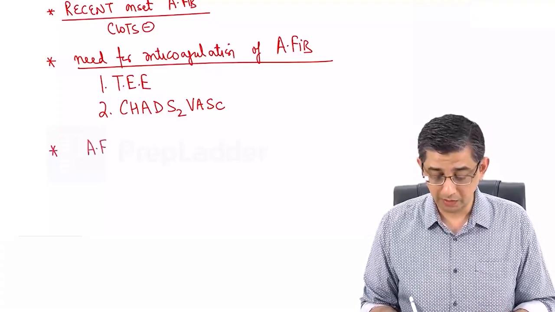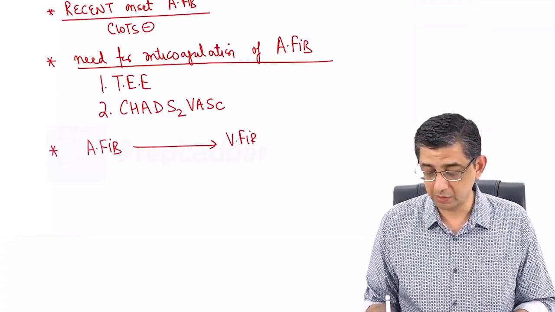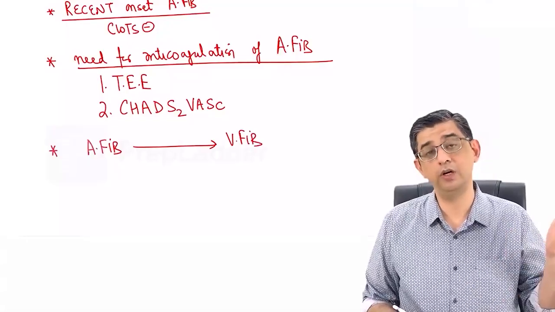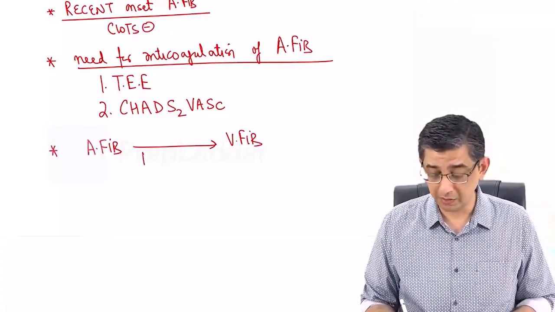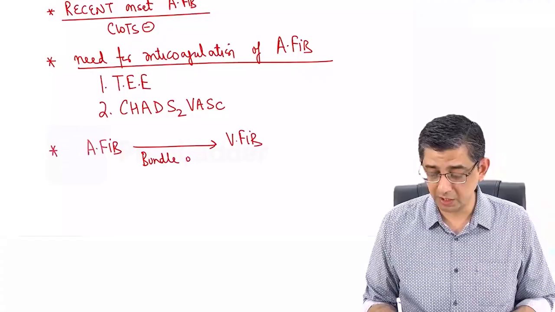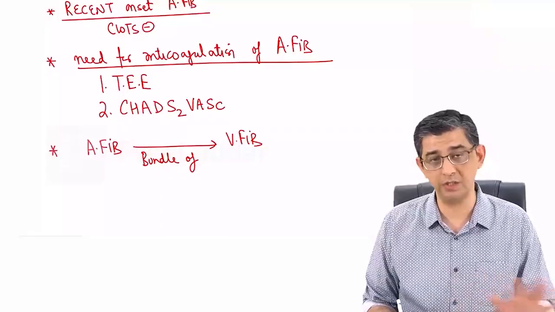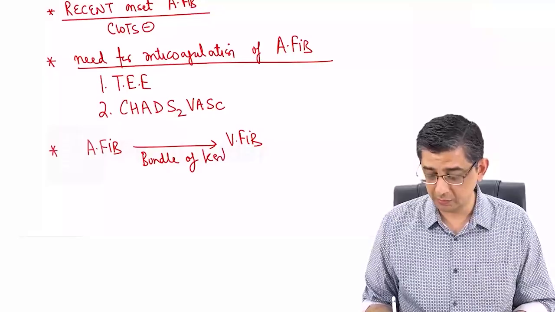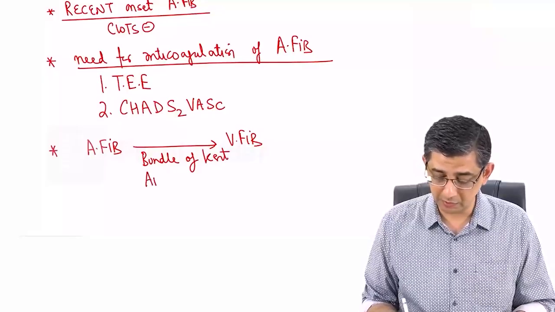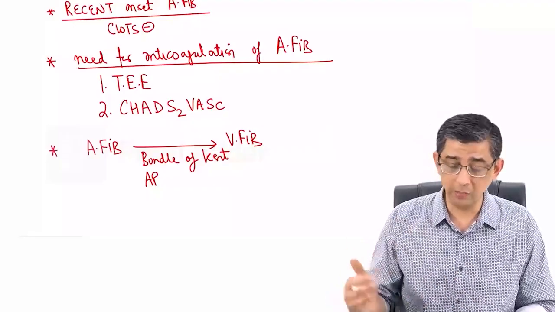Is there a possibility that atrial fibrillation will ever degenerate into ventricular fibrillation? Is it possible that all the 400 impulses will go down into the ventricles? Yes, if a person is having a bundle of Kent. See, the AV node has a decremental property. The AV node is innervated by the vagus nerve. So no chances in a person with a normal heart. But whenever there is a bundle of Kent, an accessory pathway, it does not have any decremental property. So all the impulses can go down.